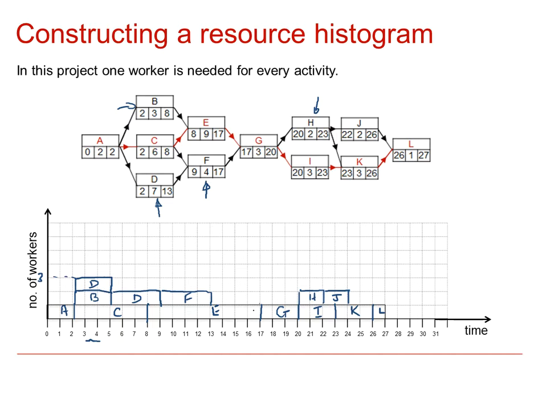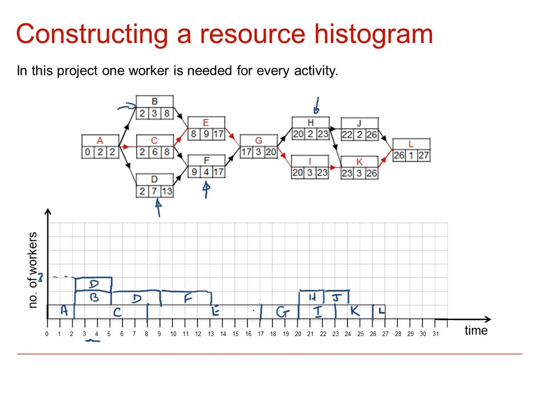And there we are, that's all of our activities in there, worth going through: A, B, C, D, E, F, G, H, I, J, K, L, making sure you've got them all. But that's our completed resource histogram when we have each activity taking one worker. So we can, as I said, read off from there.